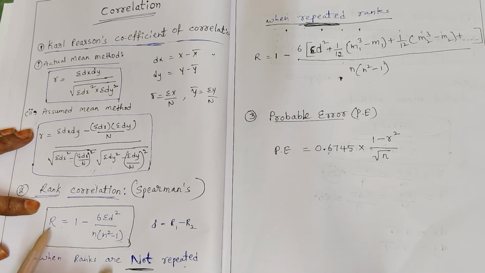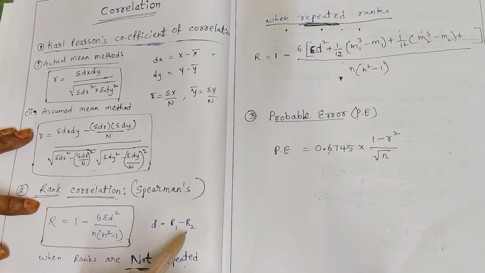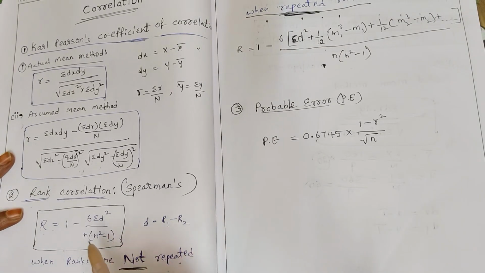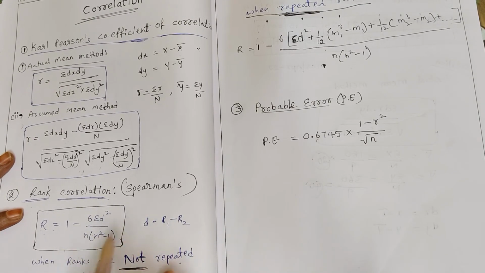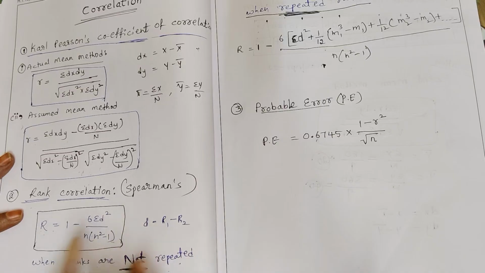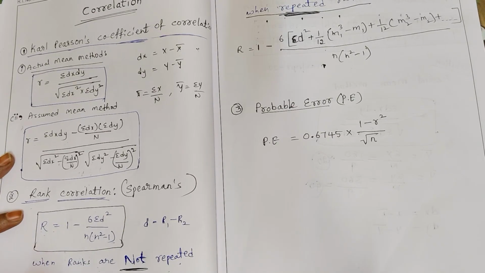R is nothing but rank correlation, capital R, is equal to 1 minus 6 sigma d square divided by n into n square minus 1. Here d is equal to R1 minus R2, and n is equal to the number of observations. If you know the n value and the d value, we can calculate the capital R value.